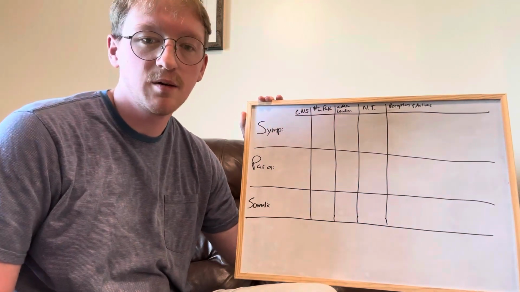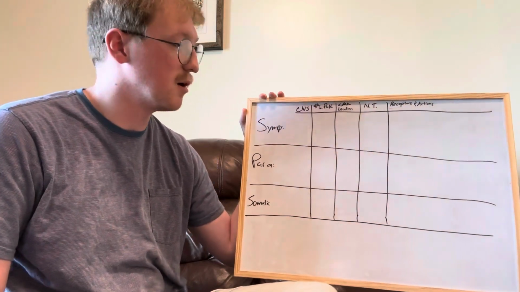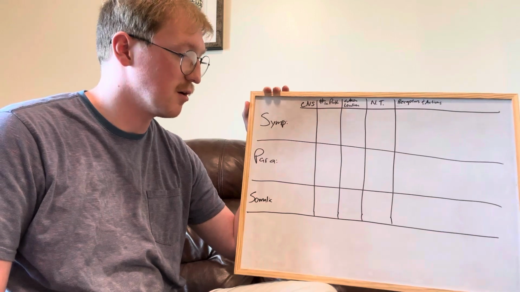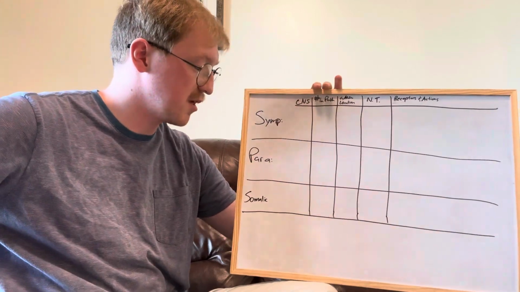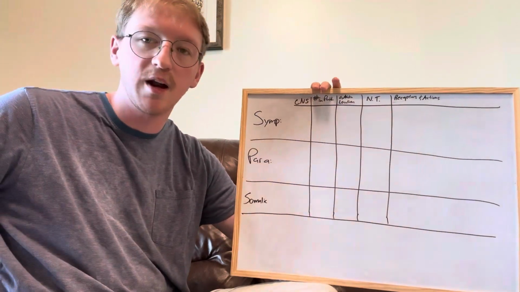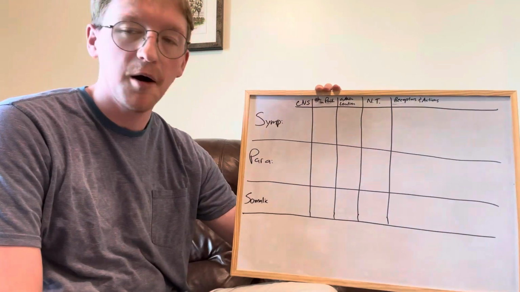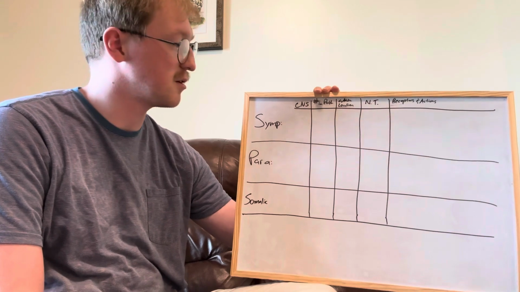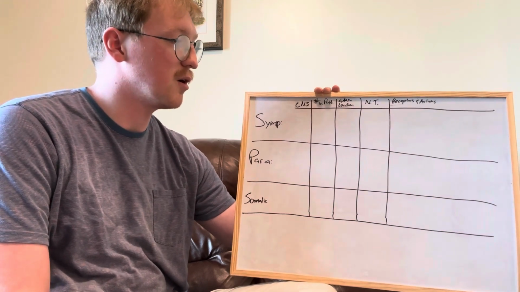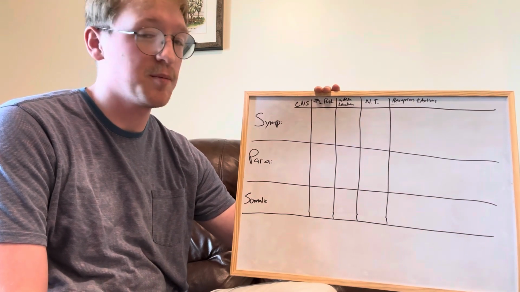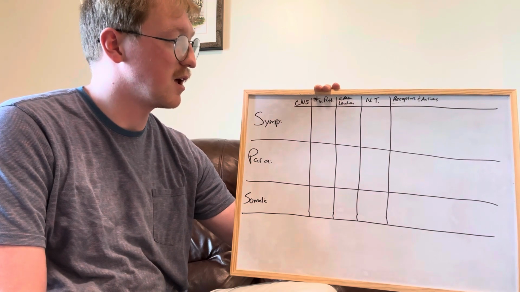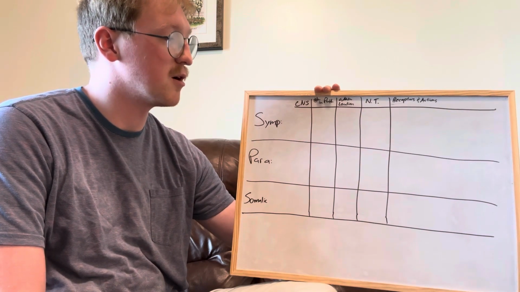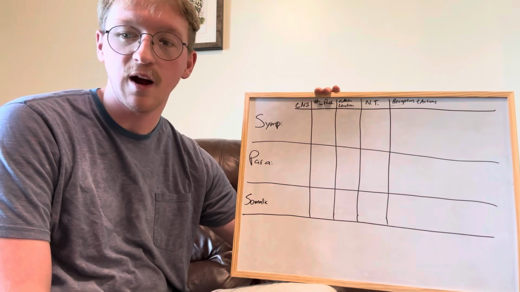In this section, we will compare and contrast different types of nervous structures. We'll talk about the sympathetic, parasympathetic, and somatic nervous systems. We will talk about their origin in the central nervous system, the number of ganglion pathways, the ganglia locations, the neurotransmitters, and then the receptors and their actions.